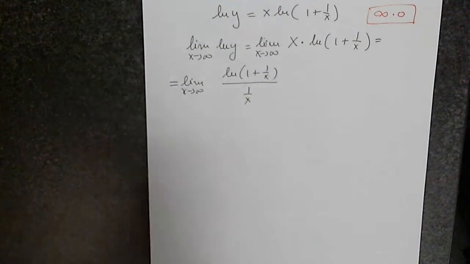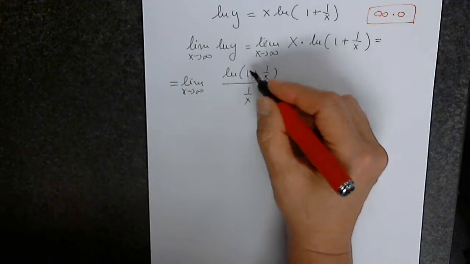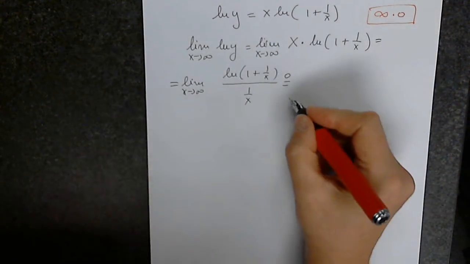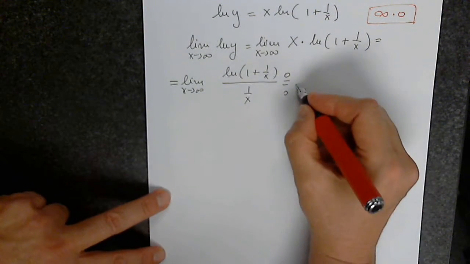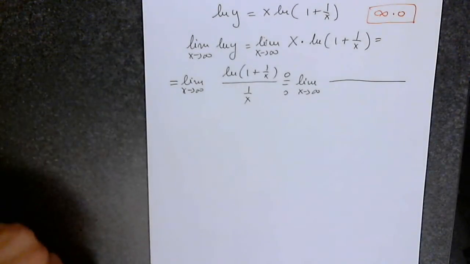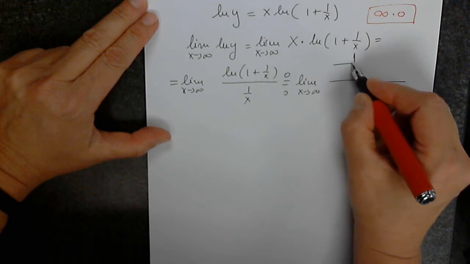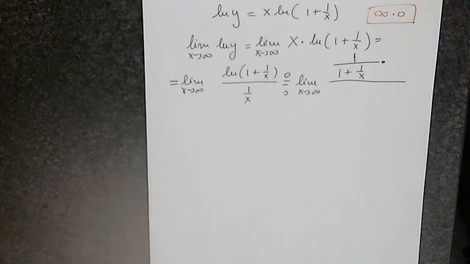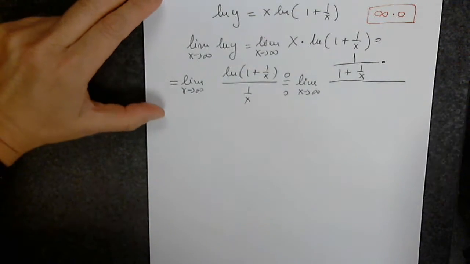Now, can anyone tell us where the top is going? Where is it going for now? 0. Where is the bottom going? I'm no longer sad. I like it. So now limit as x approaches infinity from. I need to differentiate the top as if the top is by itself. 1 over 1 plus 1 over x multiplied by the inner function prime. Negative 1 over x squared.